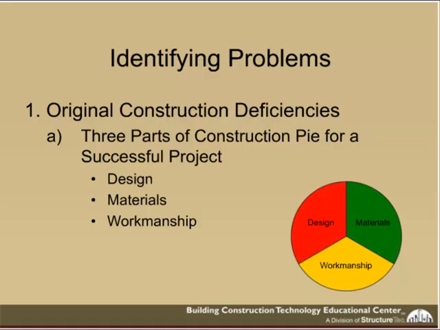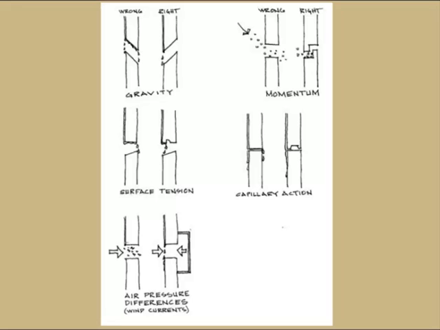So you need to identify problems and look at these 3 key areas that need to be there for a successful project. Just looking at design first, we need to design around these 5 different principles that move water. 1 is gravity, 2 would be surface tension, 3 would be air pressure differences, 4 would be momentum, and 5 would be capillary action. And these are really the 5 forces that you need to design around because these 5 forces move water.